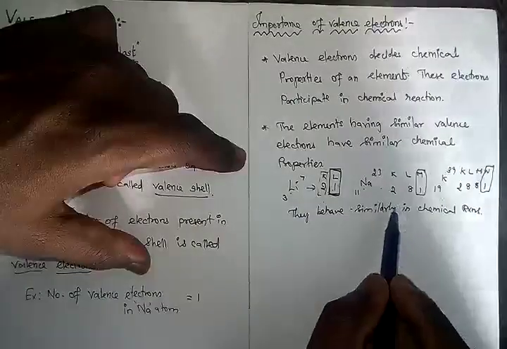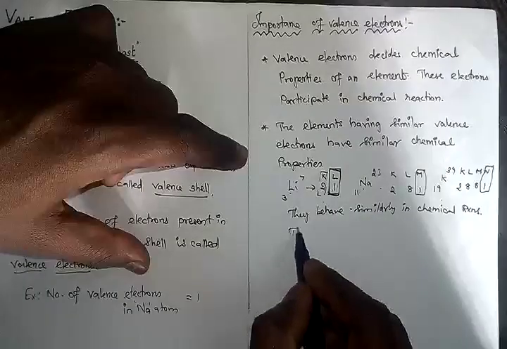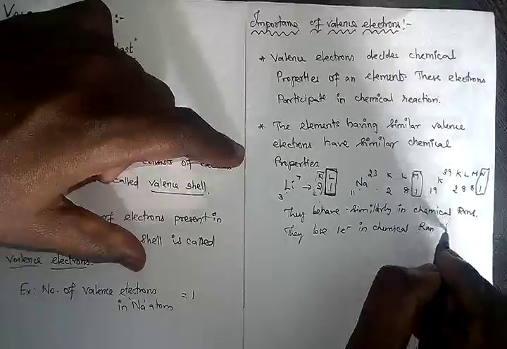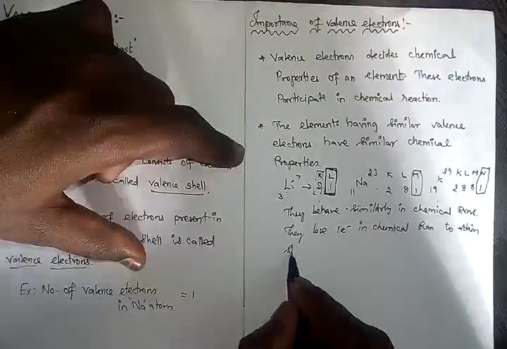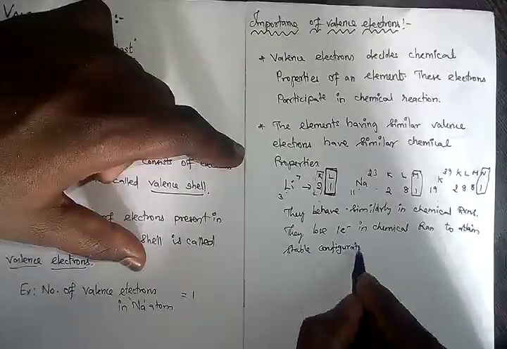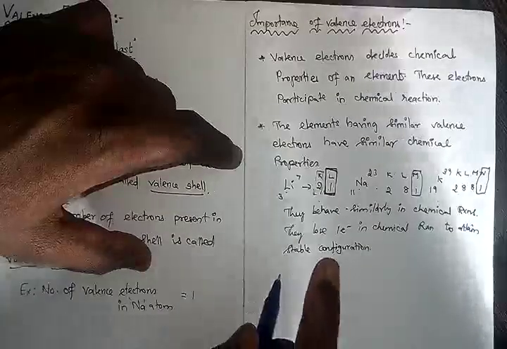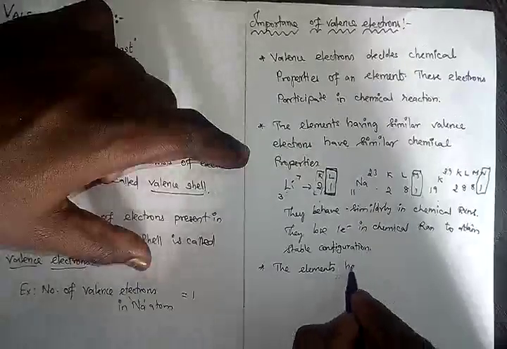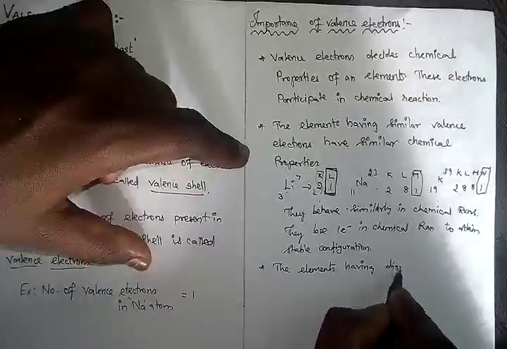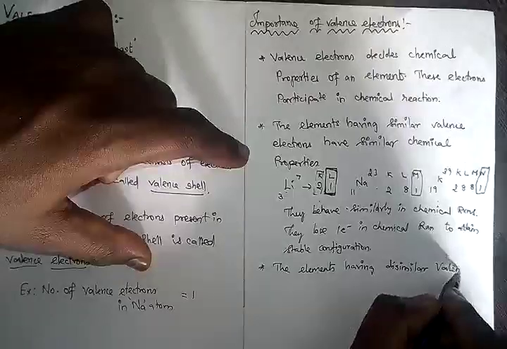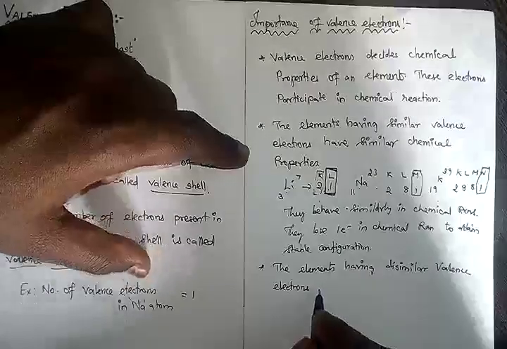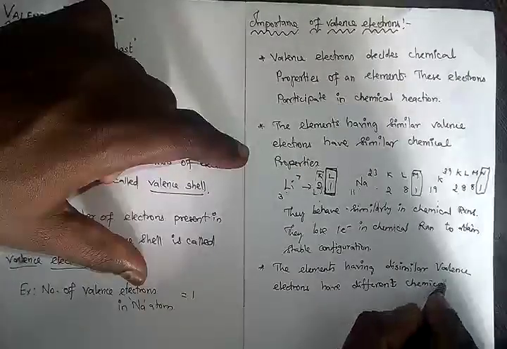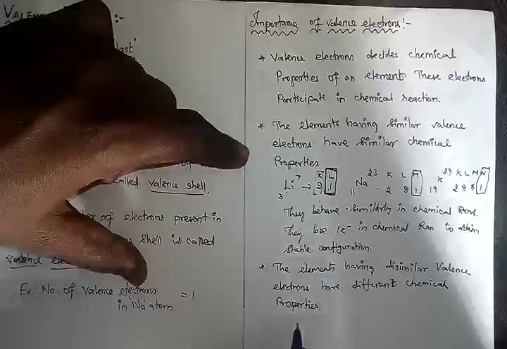So what we need to do is, these elements lose 1 electron in a chemical reaction to attain stable configuration, right? So the valence electrons are very important in deciding the chemical properties, right? The elements having dissimilar valence electrons have different chemical properties. Understand? So this is the other idea.